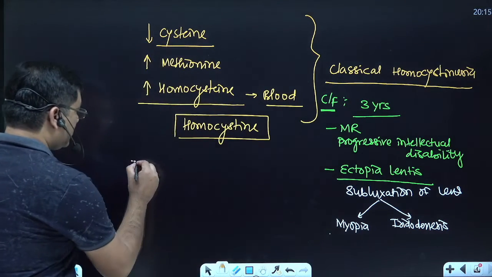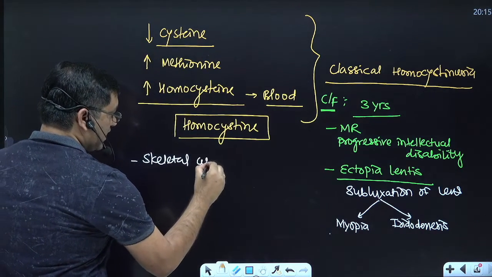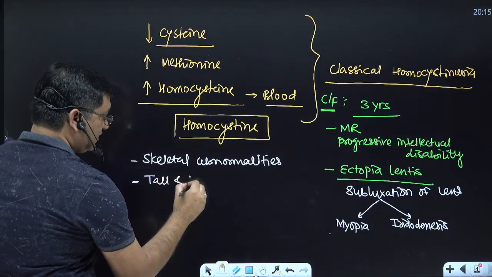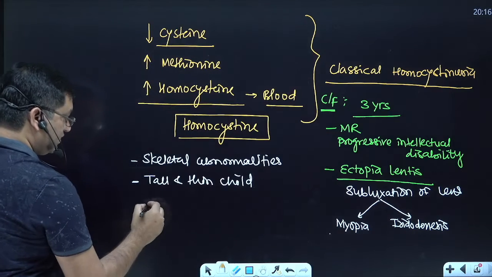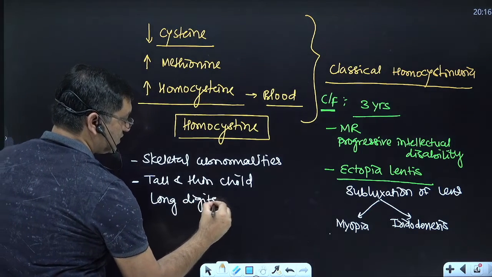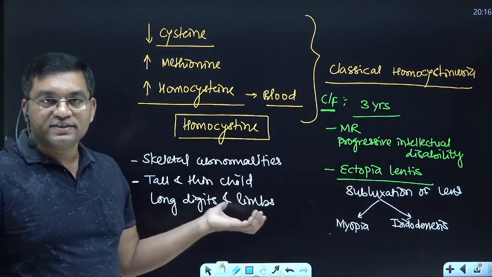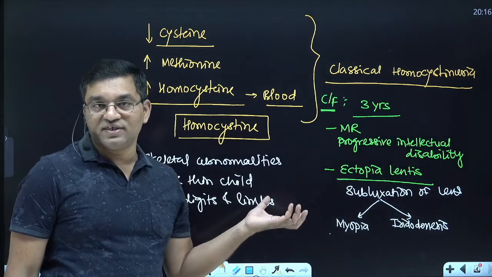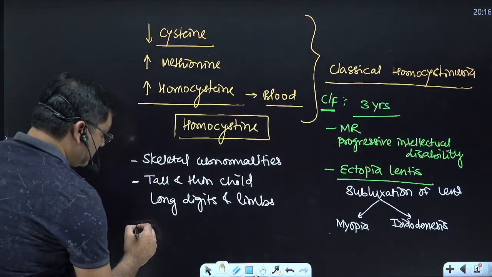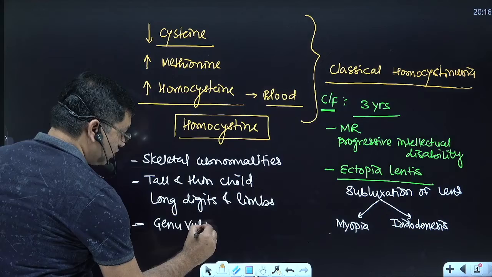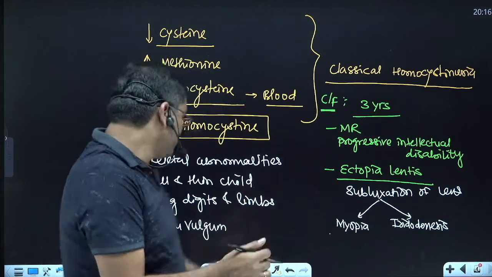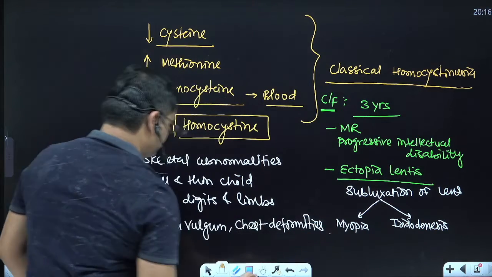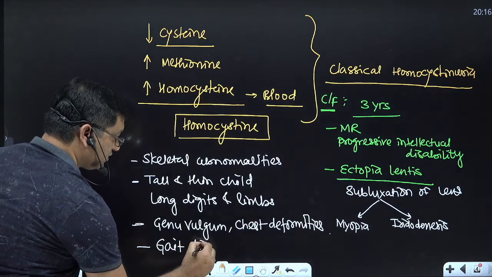Also there are skeletal abnormalities. A tall and thin child, with long digits and limbs. It can be compared with Marfan syndrome; Marfan-like features are there. So tall and thin child, long digits and limbs, that is arachnodactyly, and genu valgum. Genu valgum means knees are stuck together. Then chest deformities, and gait disturbances are there.